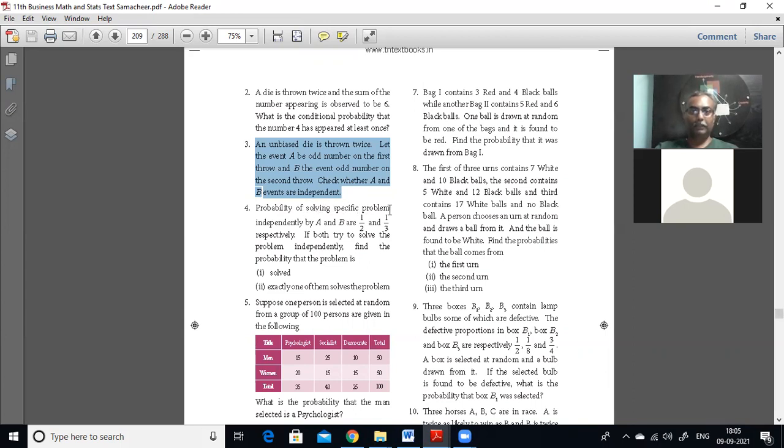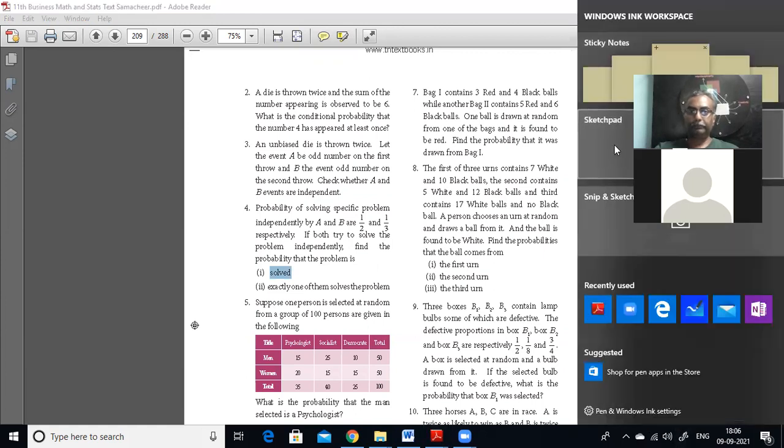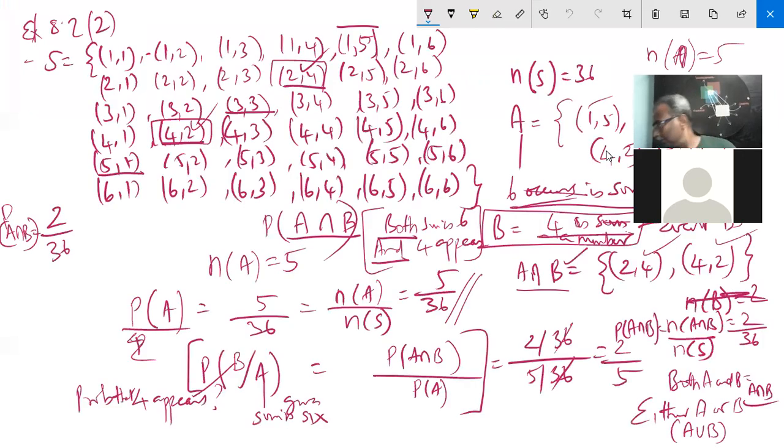Probability of solving a specific problem independently by A and B are half and 1/3 respectively. You both try to solve the problem independently. Find the probability that the problem is solved. So any one of them solves it. That means it is A union B. Let us do this problem straight away.